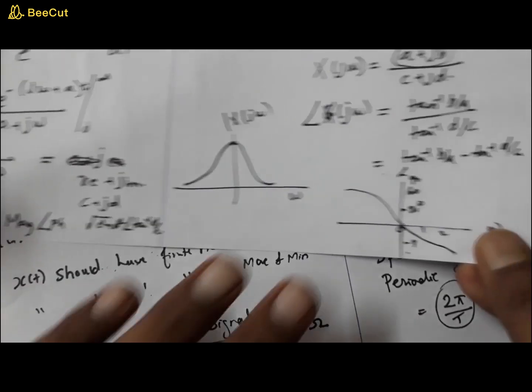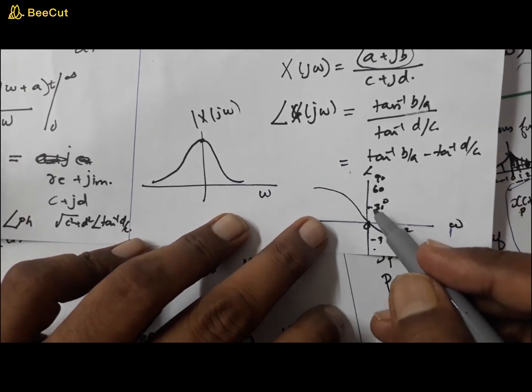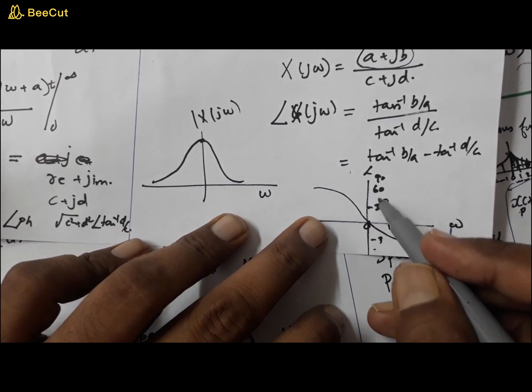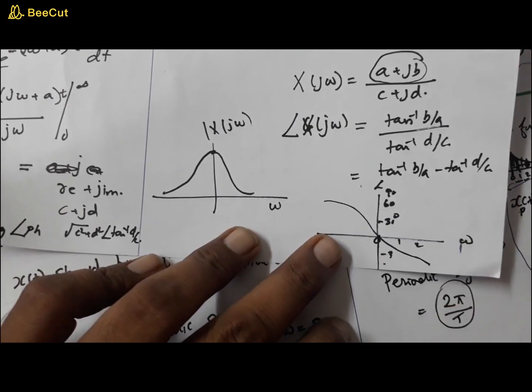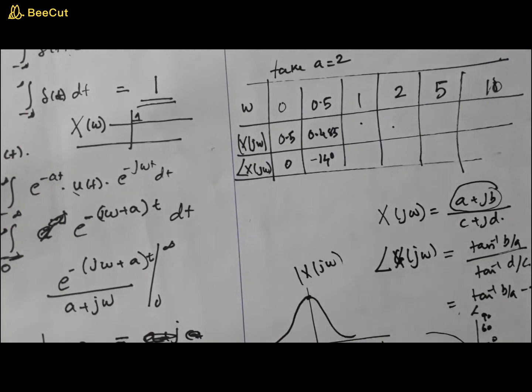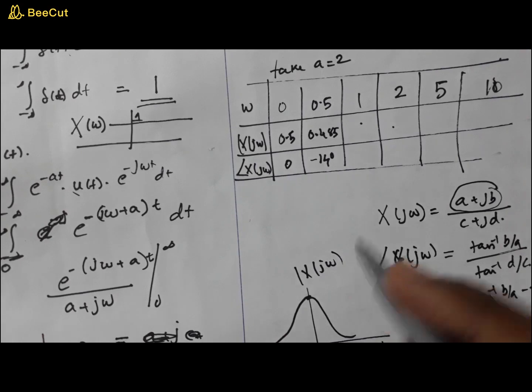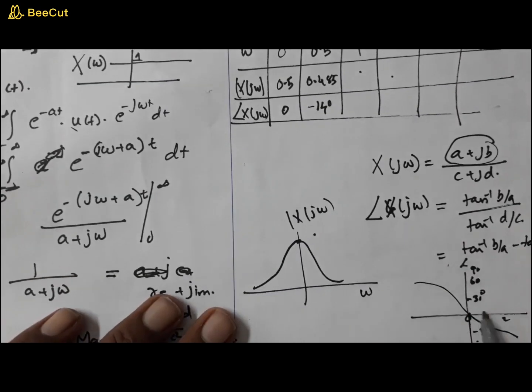I think you haven't seen that. So this is how the phase plot looks like. You can plot this as 0, 30, 60, 0, minus 30, minus 60, and so on. So you may just have a try of this and find out the phase of this. So this is called the amplitude spectrum of the signal, and this is the phase spectrum of the signal.